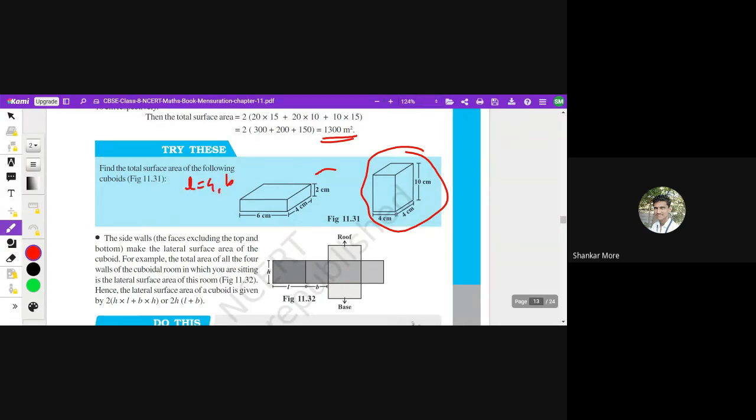L is equal to 4, B is equal to 4, and H is equal to 10 here, right? So my formula had 2 into LB plus BH plus LH. So 2 into, LB, what is LB? L into B is 16. Plus BH is going to be 40. Plus LH is going to be 40 again. So 40 plus 40 is 80, 80 plus 16 is 96. So 2 into 96, that is 192. Right? So 192 is the correct answer.